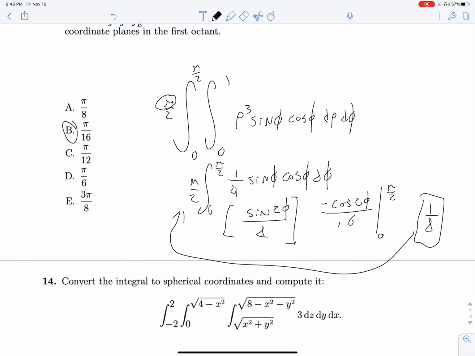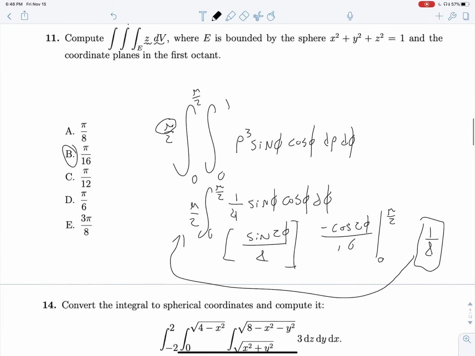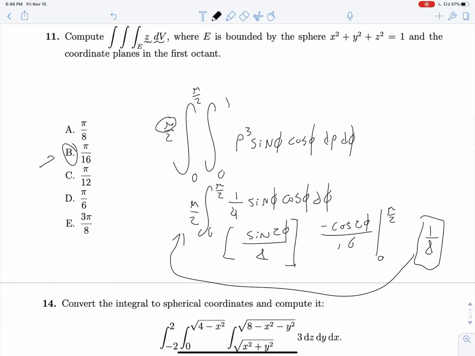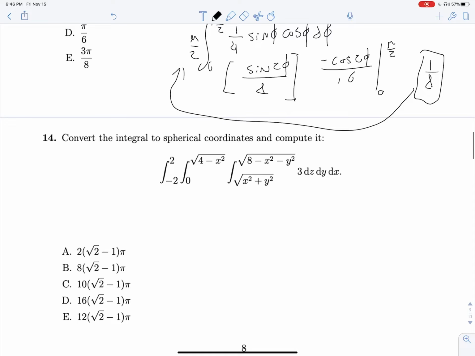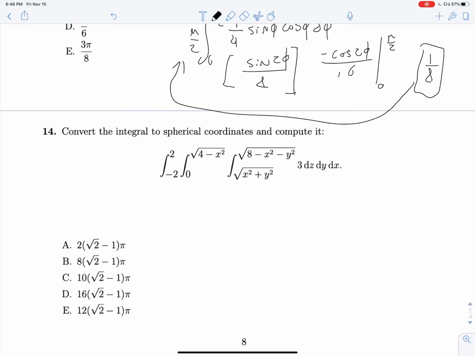And so either we've done something correct in both of these questions, or we've messed both of them up. But I'm pretty sure I remember the answers well enough to tell you that we got it here. Okay, convert the following integrals to spherical coordinates and compute it. So generally we're not asked to convert between coordinate systems on the final, but this is still good practice.